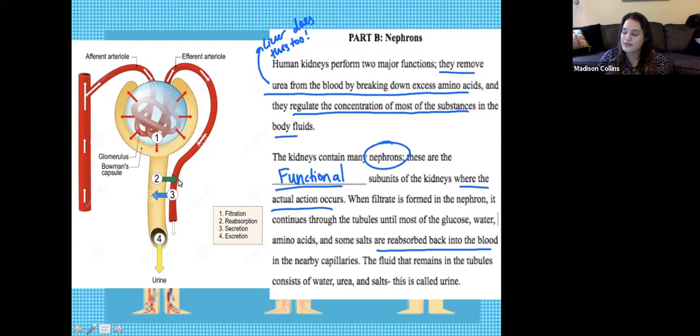But the fluid that remains in the tubules consists of water, urea, and salt. This is called urine. So the urine that you excrete is waste. That is what our body wants to get rid of: water, urea, and salt.